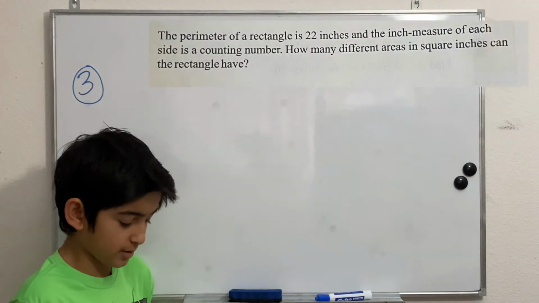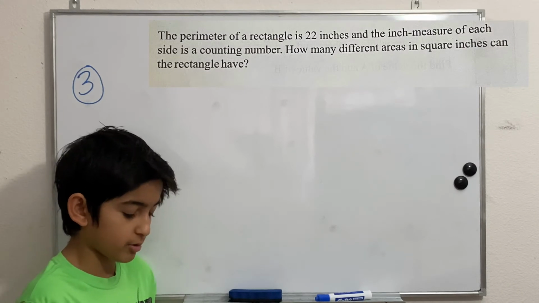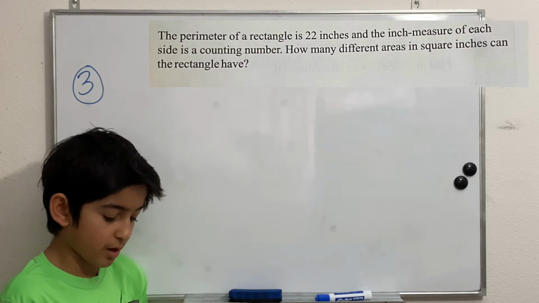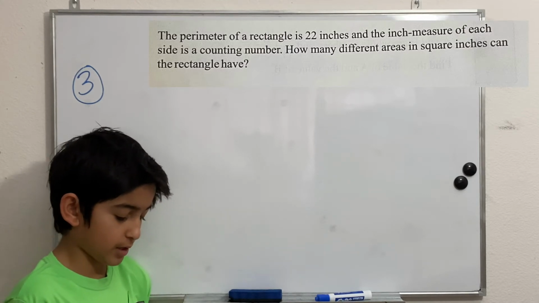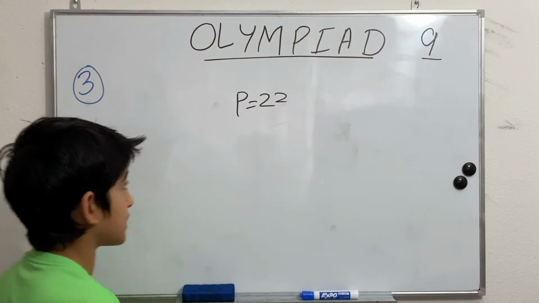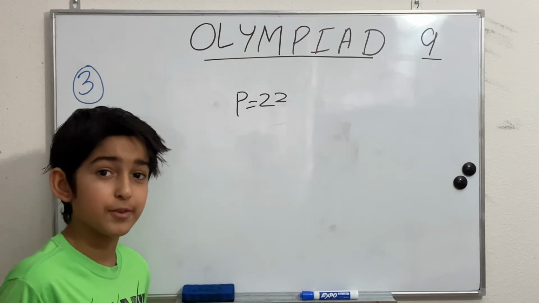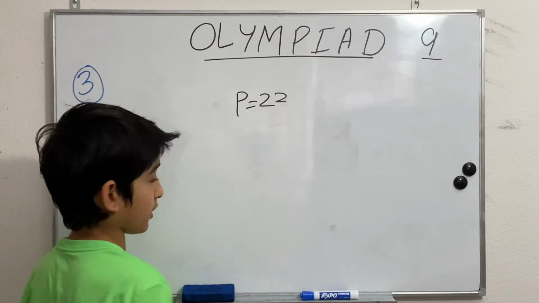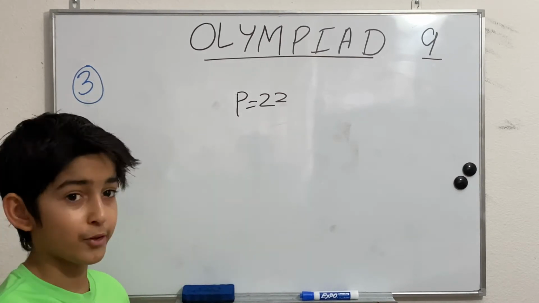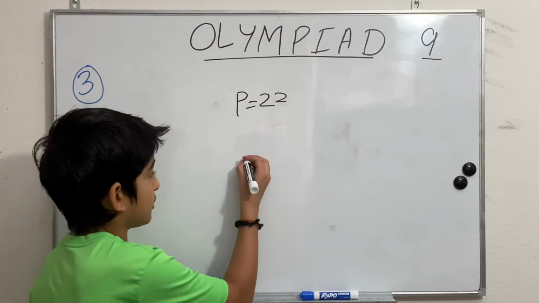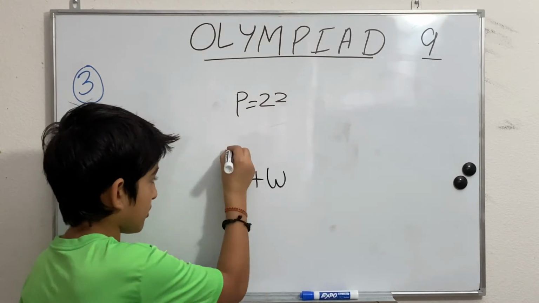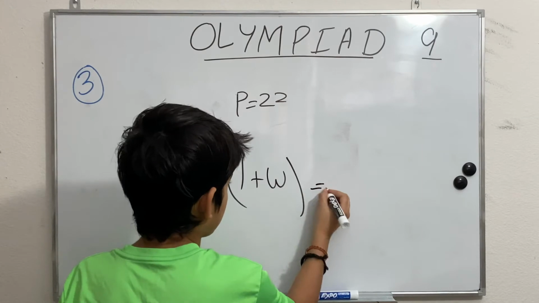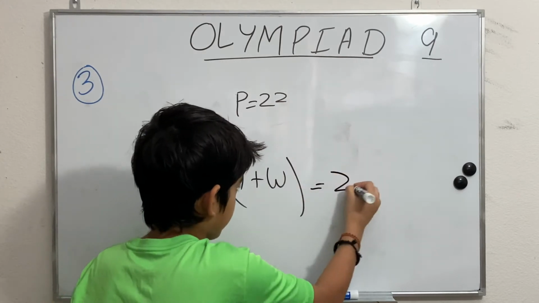The third problem says, the perimeter of a rectangle is 22 inches and the inch measure of each side is a counting number. How many different areas in square inches can the rectangle have? So, as the question says, the perimeter is 22 and we have to find as many areas as we can. So, the formula for finding the perimeter is 2 times length plus 2 times width. Okay, and then that is equal to the perimeter, which is 22.